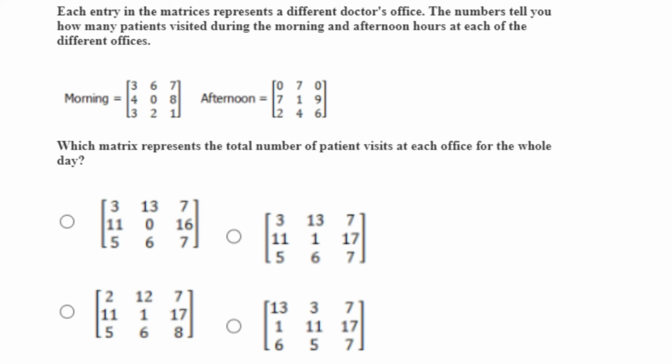So as we take a look at this, I want you to know there is a way to add matrices in your calculator. But on this particular one, it's probably going to show even easier just to do these. So it says each entry in the matrix represents a different doctor's office. The number tells you how many patients visited during the morning and afternoon hours at each of the different offices. So we have morning and afternoon at the different offices. They should all be represented in the same place. Which matrix represents the total number of patients visited each office the whole day?